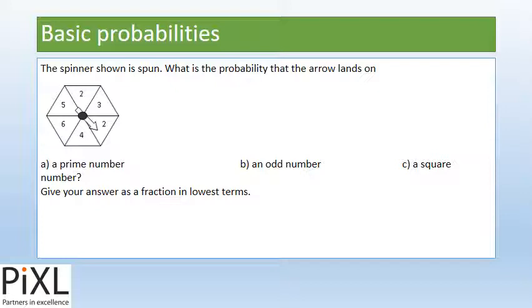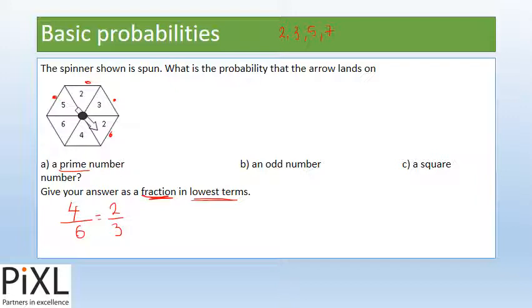So this time, what's the probability that the arrow will land on a prime number? So before we start, let's just make sure we know what prime numbers are. 1 is not prime, so our prime numbers are 2, 3, 5, 7, and so on. We've been asked to give our answer as a fraction in its lowest terms. So the prime numbers on here are 2, 3, there's another 2 there, and a 5 there. So there are 4 prime numbers out of 6, which we can cancel down to 2/3.